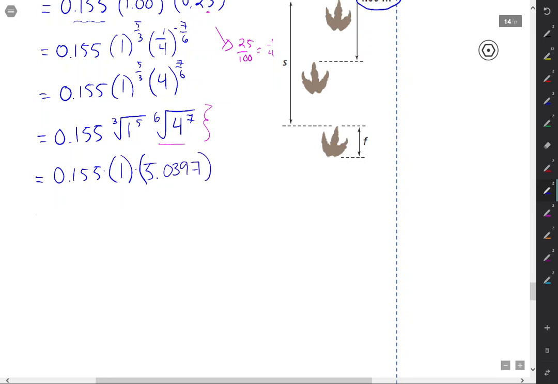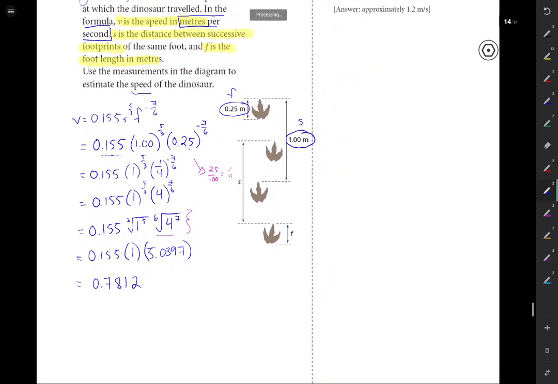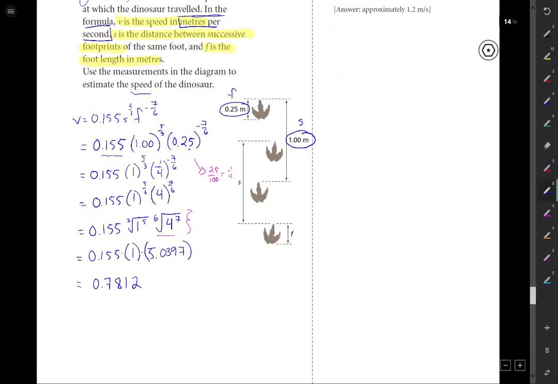Now if we multiply all three of these things together, 0.155 times 1 times 5.0397, we get 0.7812 if we round that. We're giving our answer for v, which is in meters per second. It says right here, v is the speed in meters per second. So right beside that answer, I'm going to put meters per second, and box that up. So that is our final answer.